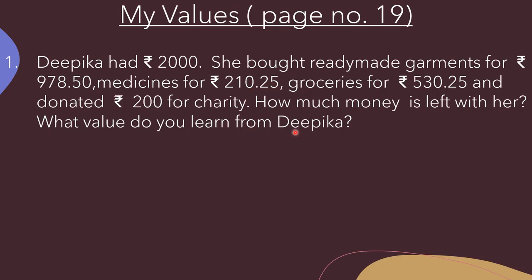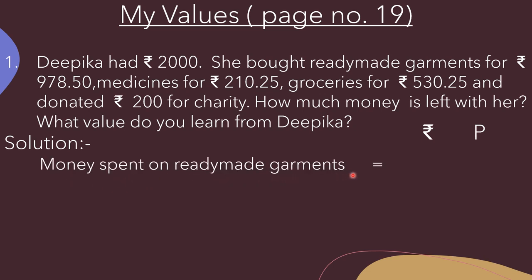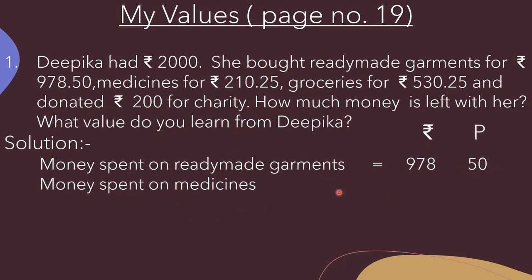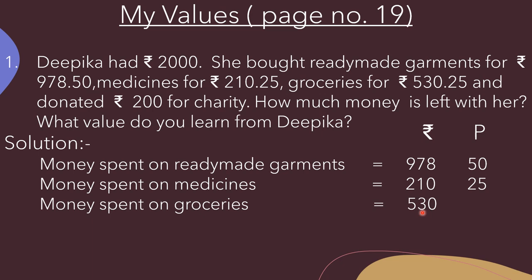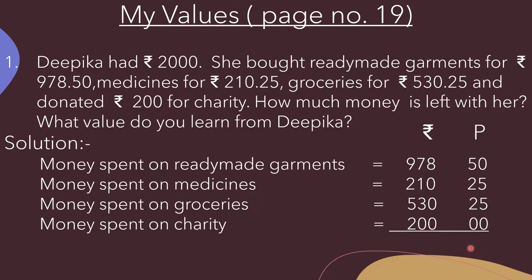So first of all we will write rupees and paise column. Okay, now we will write money spent on ready-made garments, that is equal to 978.50. Then money spent on medicines, that is 210.25. Then money spent on groceries, that is 530.25, and then we will write that money spent on charity, जो उसने money दी charity के लिए, that is 200 rupees. Now we have to add.